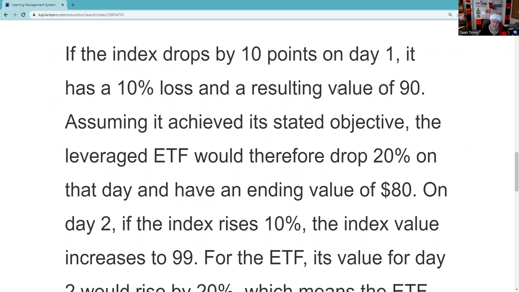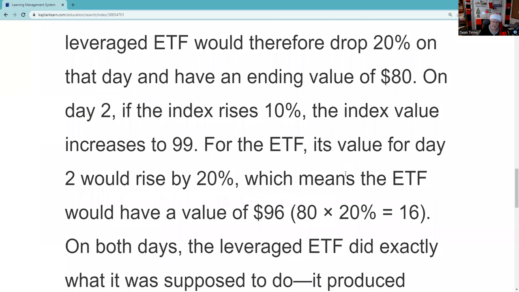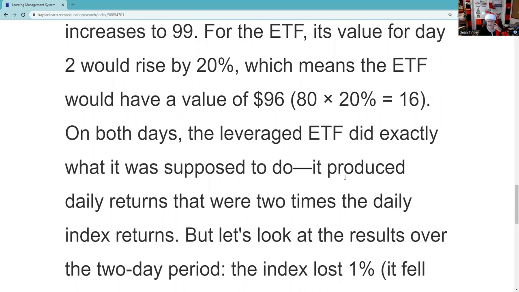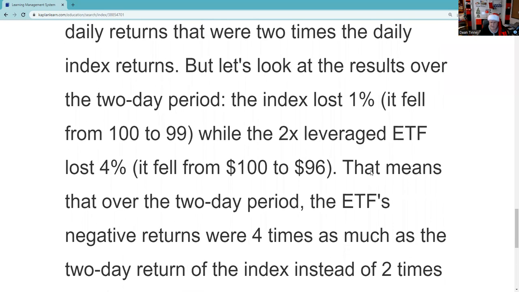On day two, it goes up 10%. So the index went to 99. But again, the question isn't about the index. The question is about you, the holder of a 2X leveraged ETF. For the ETF, the value on the day would rise 20%. So from 80, 20% of that, 16, is 96. On both days, the leveraged ETF did exactly what it was supposed to do. It produced daily returns that were two times the index. But as we look at the result, the index lost 1%. That was a choice offered to you. But since you went down and then back up, you lost 4%.